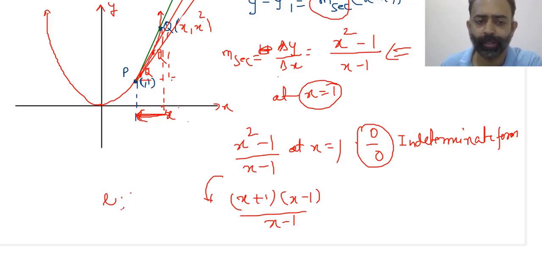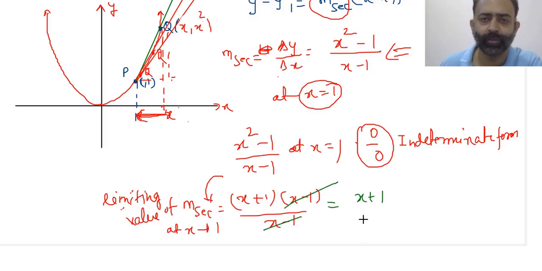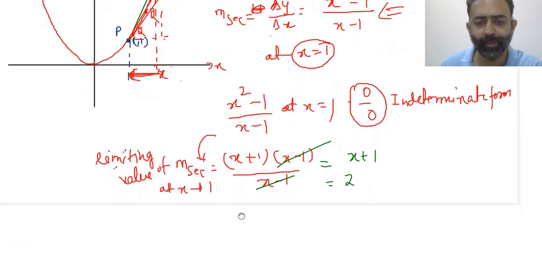I am finding out the limiting value of gradient of secant, right? So at x just tending to 1, now we can say that x is not exactly equal to 1, so these two factors can be cancelled out, and what I remain with is just x plus 1, right? So we can say that as x is approaching 1, the value of the gradient of secant is approaching 2. And what is this limiting value?